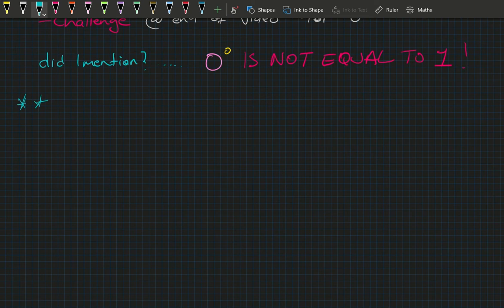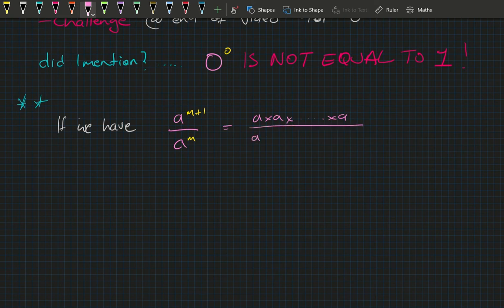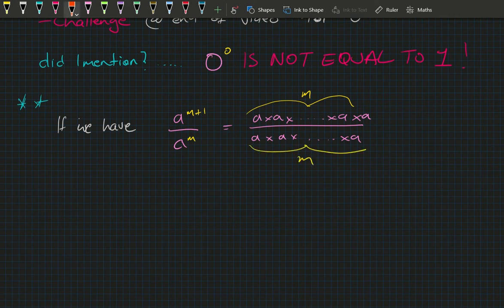And to justify this with law 2, if I had a to the power of m plus 1 divided by a to the m, then I'd have m plus 1 repeated multiplications of a in my numerator and m repeated multiplications of a in my denominator. So in other words, one more multiplication at the top. Then if I looked at m on the bottom and then cancelled out m repeated multiplications of a from the numerator and the denominator, I would then be left with just a.